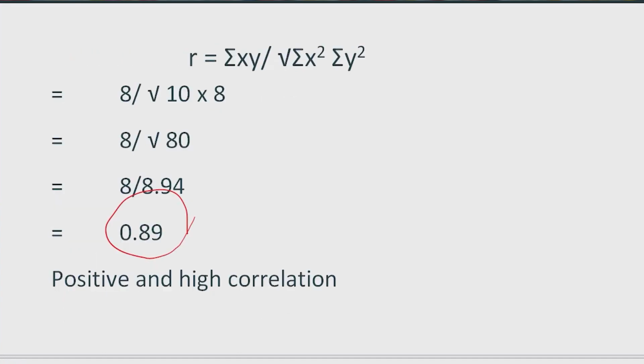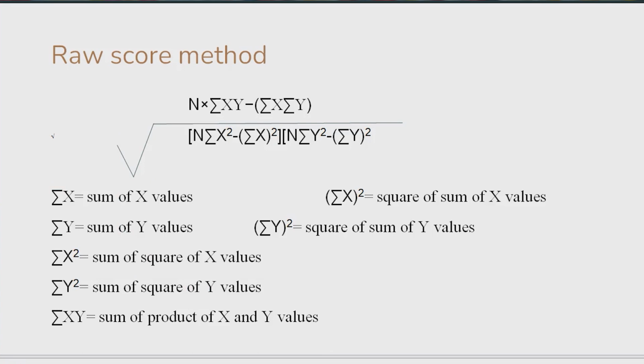Let's move to the raw score method now. Now the raw score method, as the word suggests, we will use the original or the raw scores here. Now this seems to be a slightly complicated formula, but when you do it, it is not so.